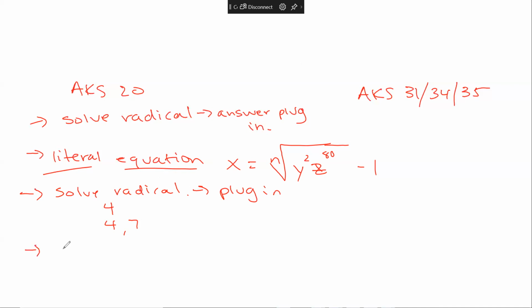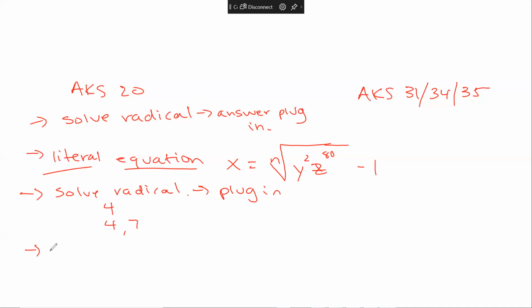And then there is an error analysis question. It's looking at, oh no, sorry, take that back.